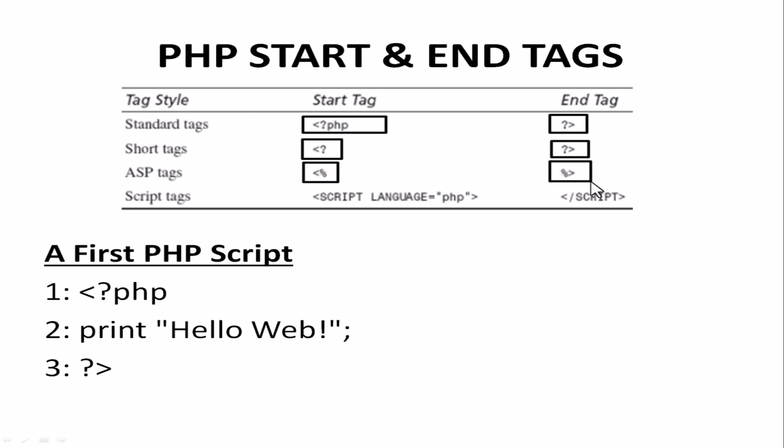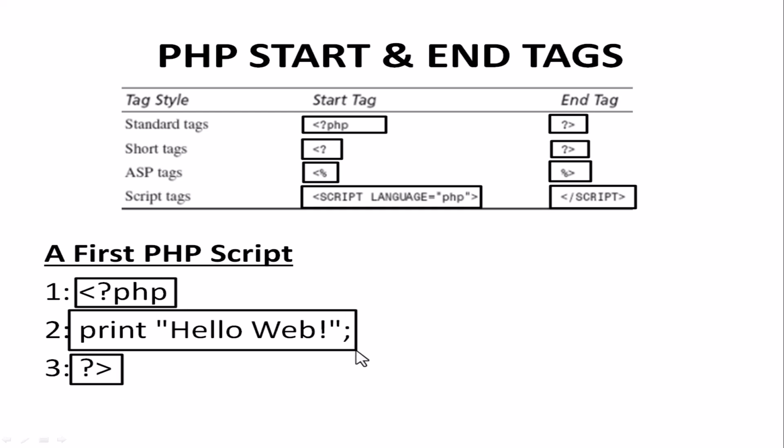In a similar manner, you can use script language equal to PHP, just as in JavaScript or CSS you write script type equal to text, CSS, or JavaScript. Here also it ends with the tag called script. So here is a PHP script which explains about PHP. For example, it starts with PHP and ends with PHP, where print is a message which prints the message called hello web.